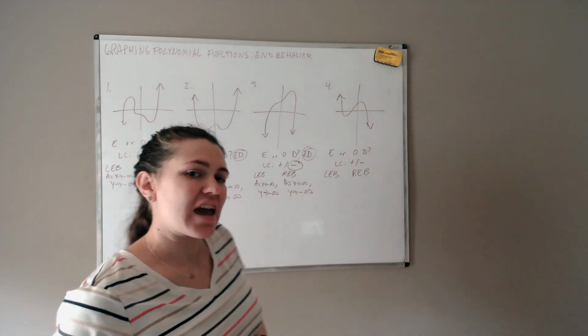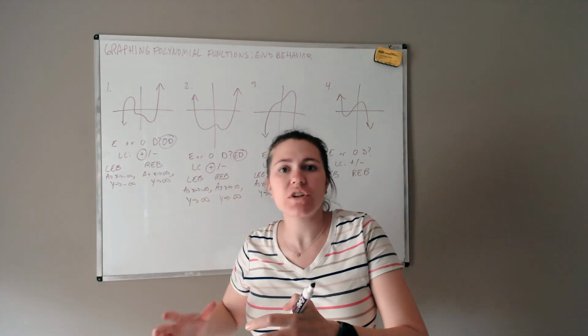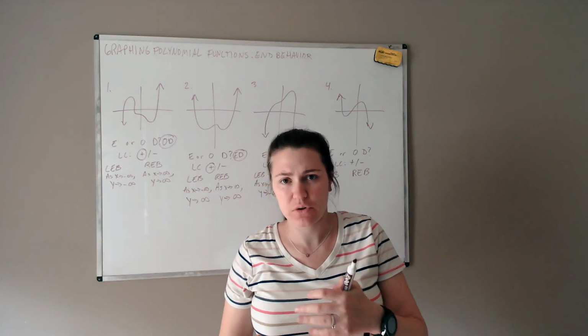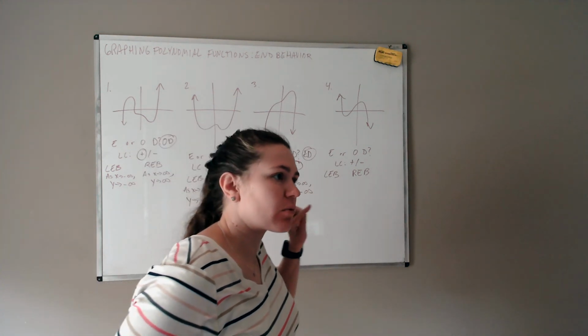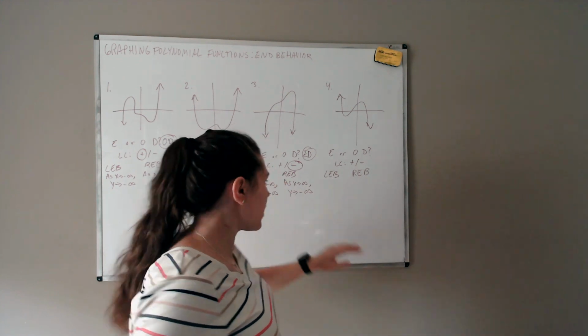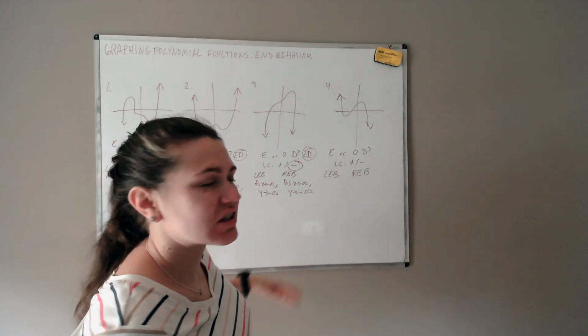When you talk about end behavior, you're talking about what the output is doing, okay? So as x approaches positive infinity says you're talking about the right side, and the behavior is what y is doing at that right side.